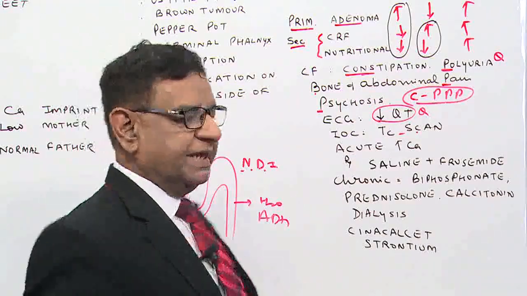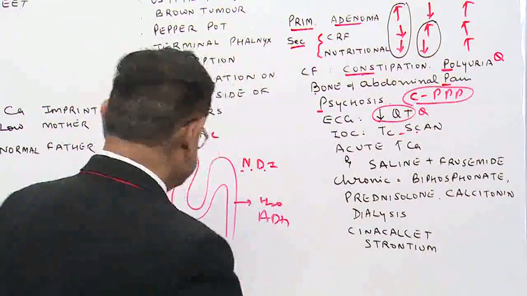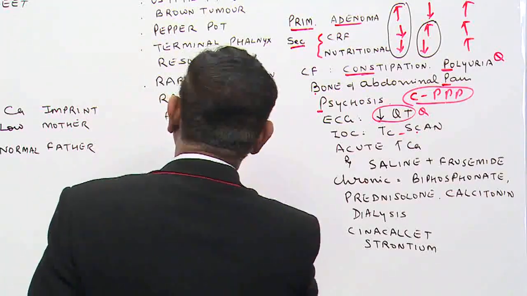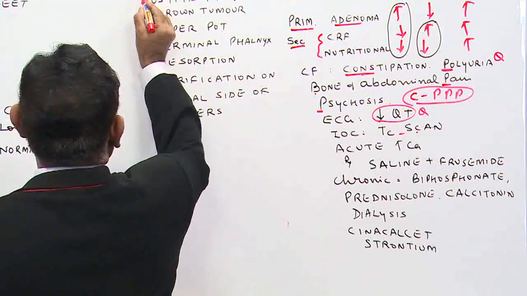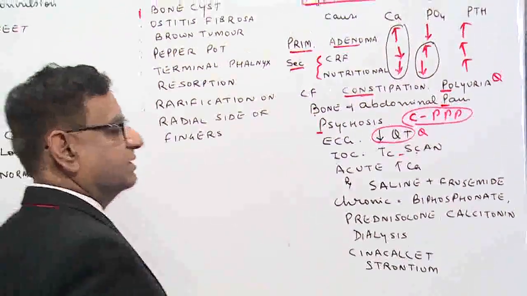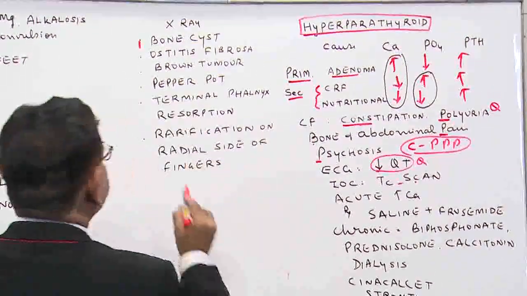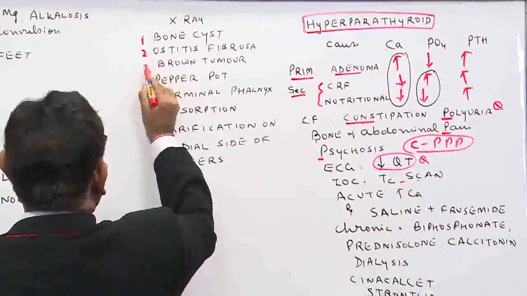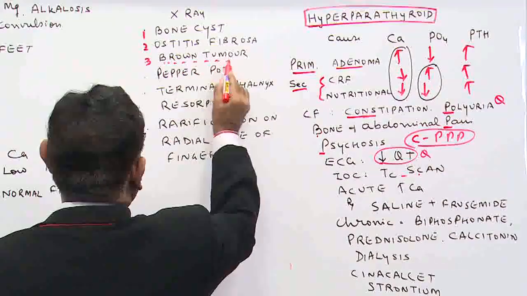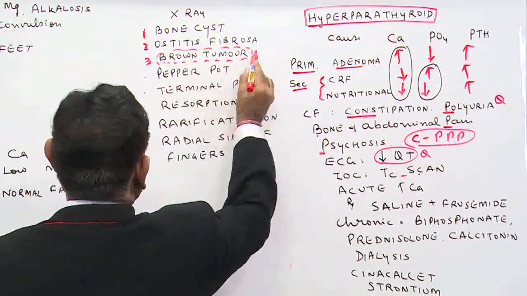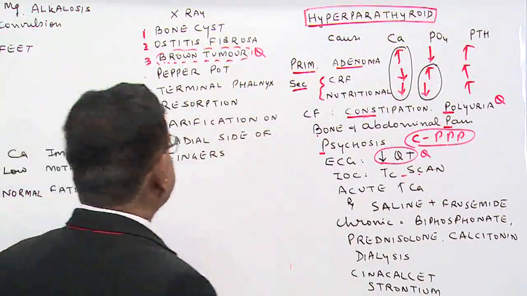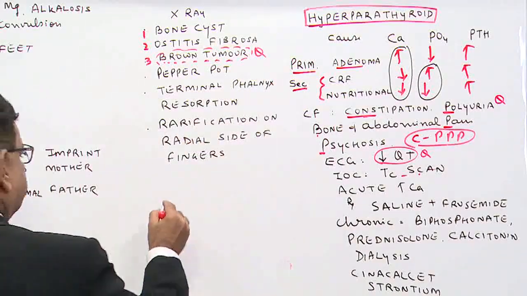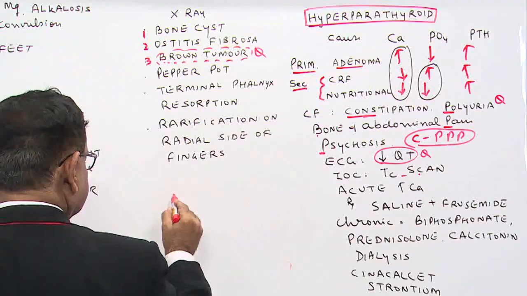Now, what are the X-ray findings? What do we get in hyperparathyroid on X-ray? We get bony cyst. Number two, you get osteitis fibrosa. Number three, brown tumor. This is very, very important. This question came last year in the latest exam also. So let's see. Now what happened? Suppose here is the bone.